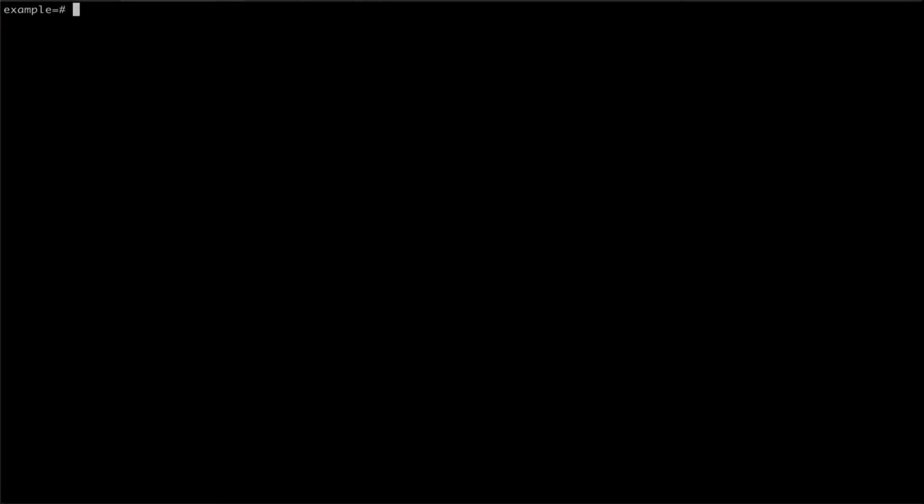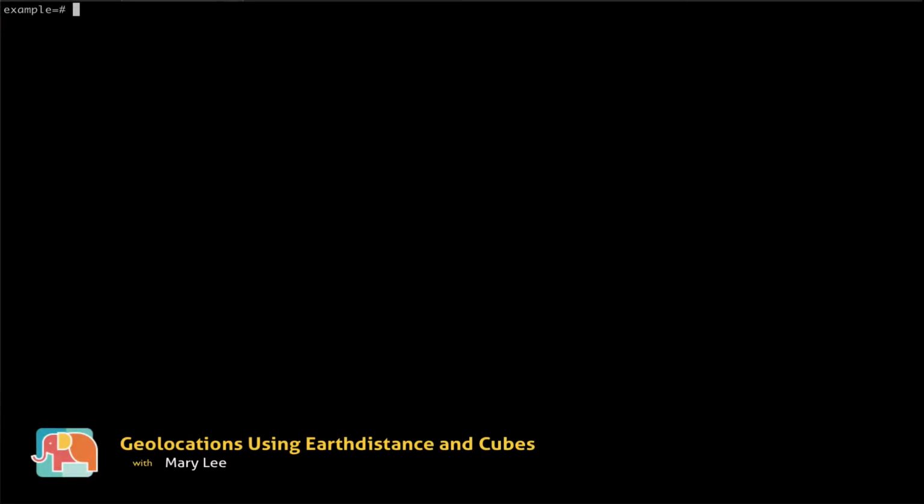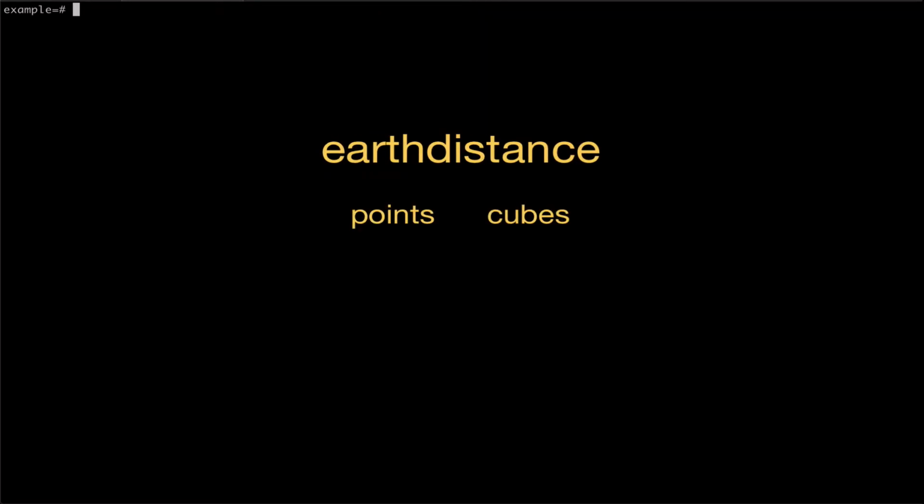A common requirement in a database using latitude and longitude geolocations is querying for locations within a certain radius or distance from another location. There are multiple approaches for easily managing such queries. You can use the Postgres Earthdistance module with either points or cubes, or you can use the third-party PostGIS extension. In this episode, we're going to focus on using the Earthdistance module with cube calculations.